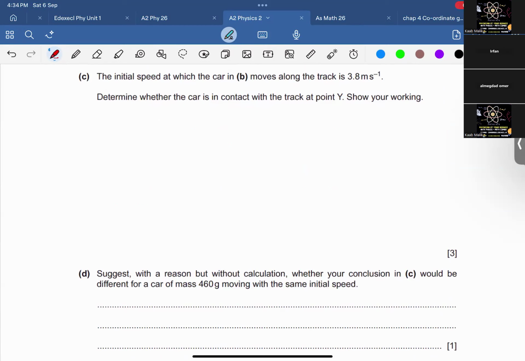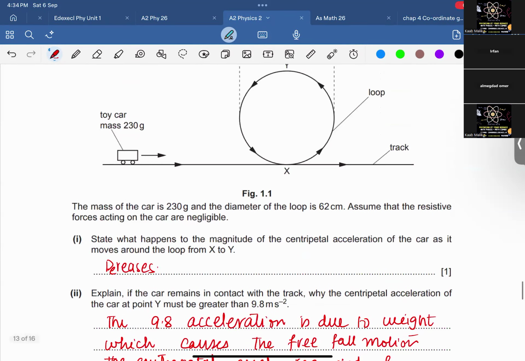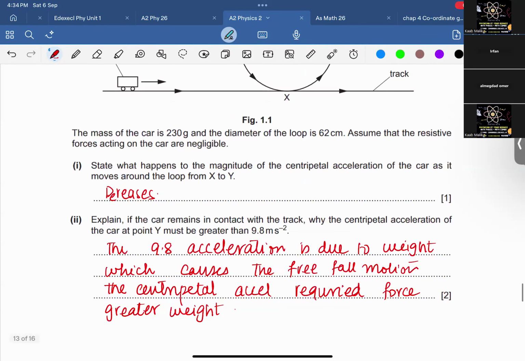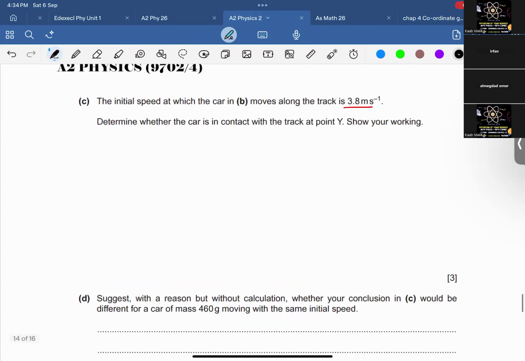The initial speed at which the car in B moves along the track is 3.8 meters per second. Determine whether the car is in contact with the track at point Y, show your workings. This is basically the same as what we have done in the last one. They have given us the initial velocity, so we can use the law of conservation of energy.